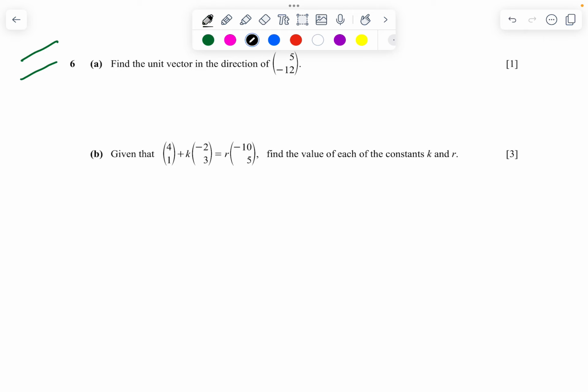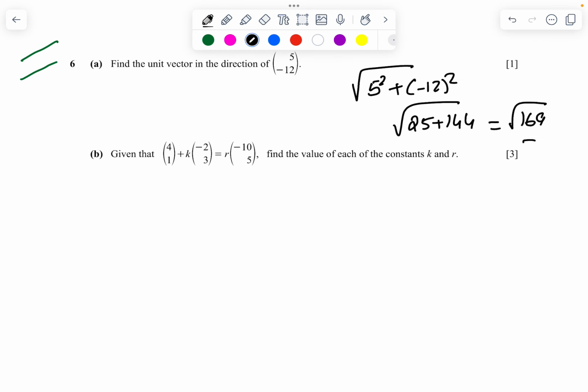Coming to question number 6. Find a unit vector in the direction of 5, 12. So first find the absolute value. Therefore 5 square plus minus 12 whole square, which is 25 plus 144, which is square root of 169, which is plus minus 13. But it is asking in the direction. So plus 1 upon 13, 5 minus 12.